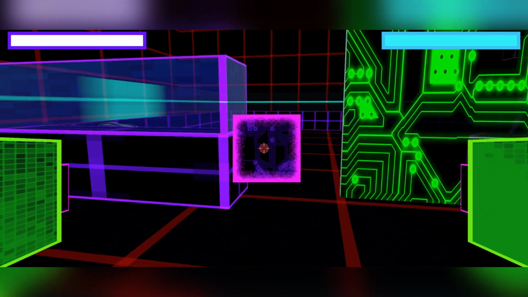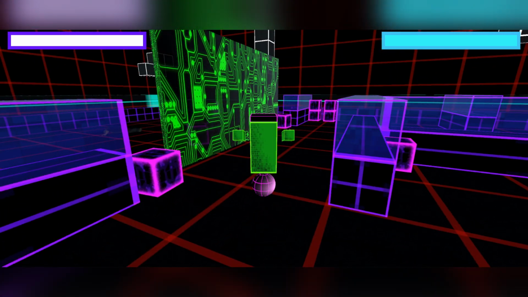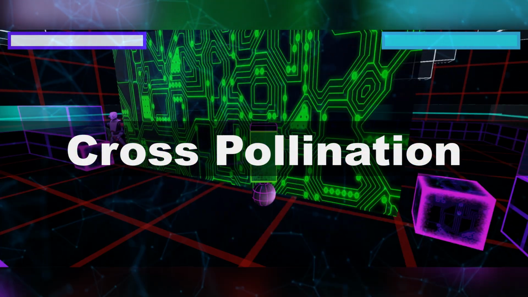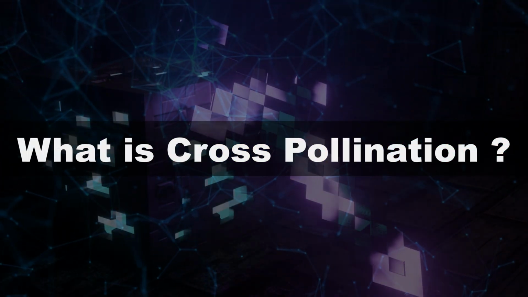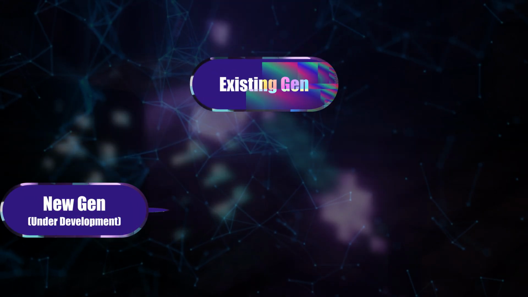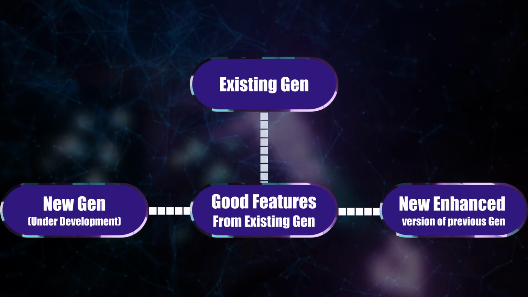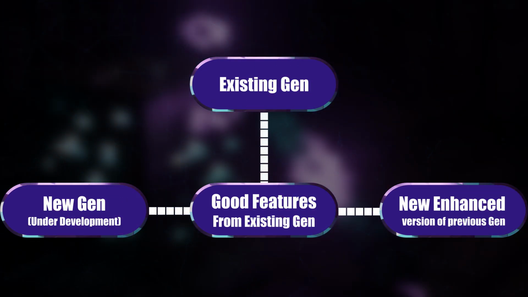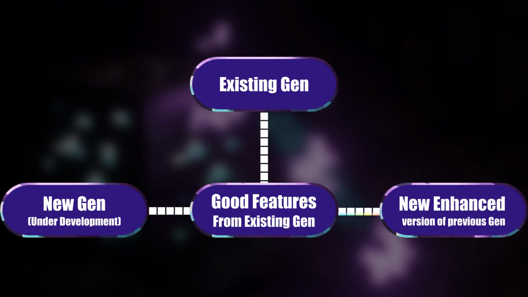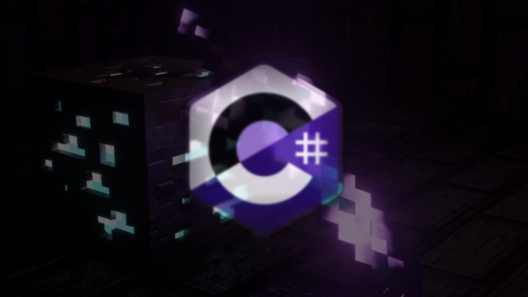So you can start learning from any language you like, because these languages are interrelated to each other because of the cross-pollination. And now you will say, yo bro, what's cross-pollination? Relax, let me explain. Well, it's a process where a new generation adopts good features from the existing current generation and becomes a new upgraded and enhanced version of the previous generation. Got it? Okay, let's take an example of C# itself.